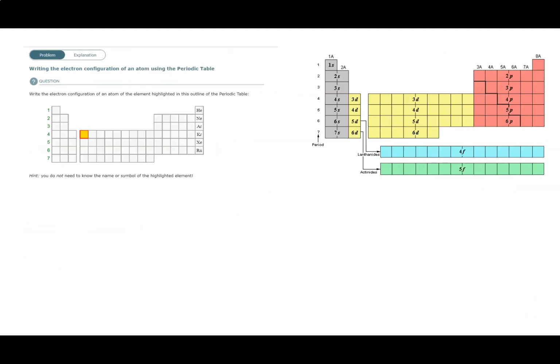Okay, so now it says writing the electron configuration of an atom using the periodic table. So it says write the electron configuration of an atom of the element highlighted in this outline of the periodic table. So they kind of want you to do it without the symbol, right? Now, what I know is it's in the d block, and it's in period 4, and it's the first member. So it's going to be 3d1. That's where my electron configuration is going to end.